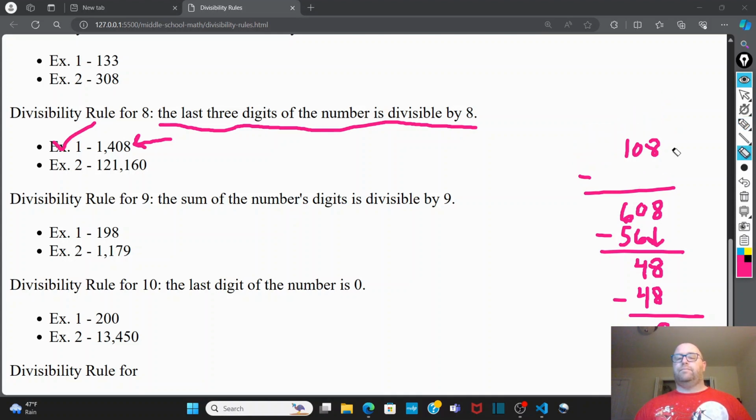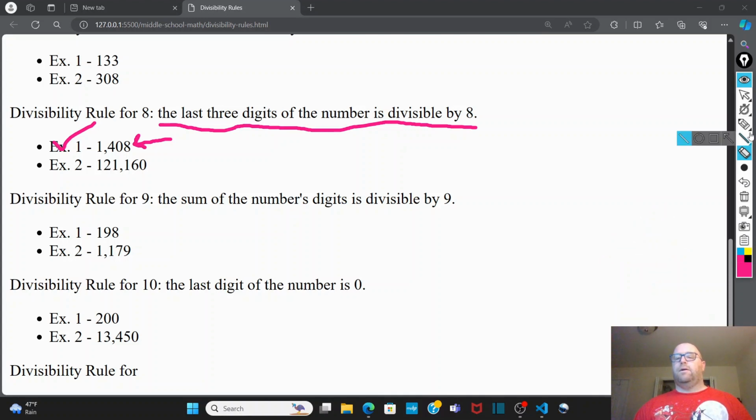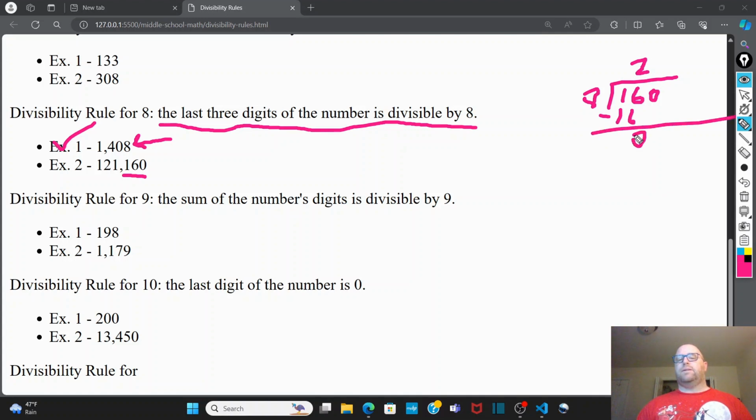Okay. All right. Let's move to the next example. So we got 160. Is that divisible by 8? Well, 8 doesn't go into 1, but it goes into 16 twice. 2 times 8 is 16. 16 minus 16 is 0. Bring down this 0. 8 goes into 0 0 times. We have a remainder of 0. So yes, that works.